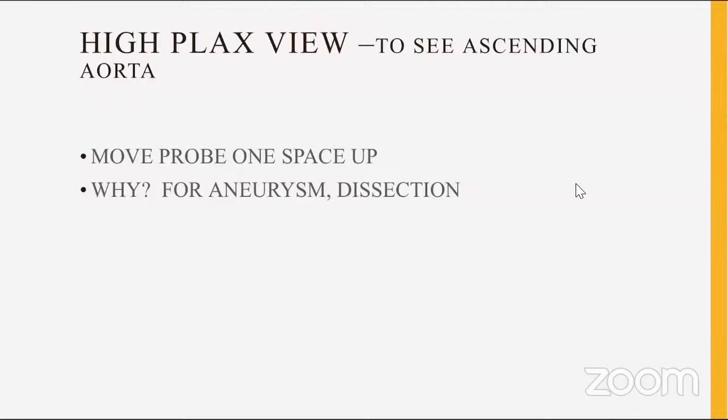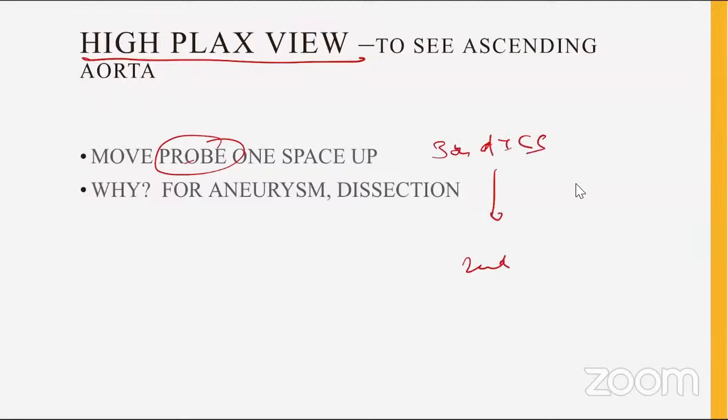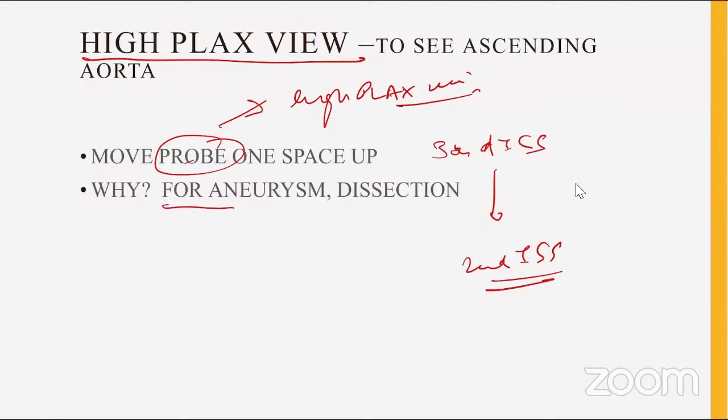Now we can modify this PLAX view according to our needs. So we can just place the probe one space up, that is, if we have placed it in the third ICS, then we can just shift it to the second ICS to form the high PLAX view. And this view is used to see the ascending aorta, and it is more commonly used to rule out aneurysm or dissection, or to look for the extent of dissection.